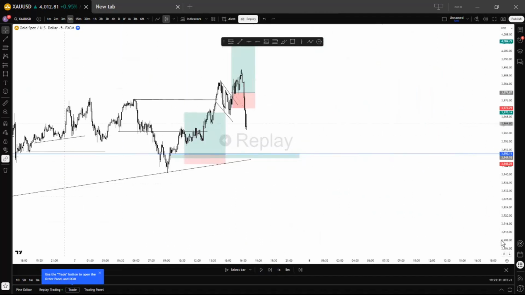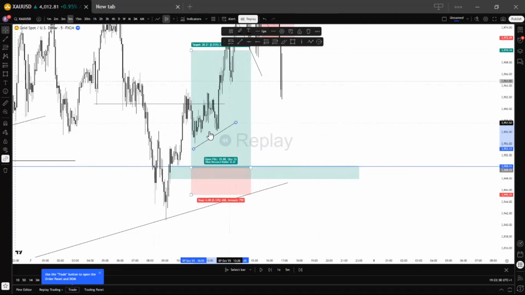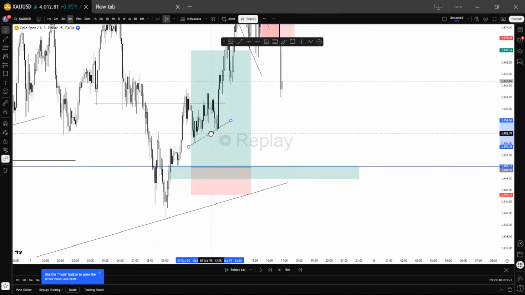Okay. Now zooming in, I can see a setup already. I can see what price is reaching out for. You see, we have this trend line liquidity right here. Okay. We have this trend line liquidity right here.